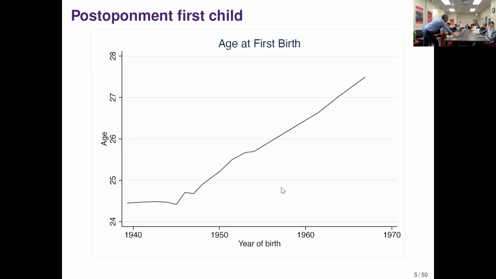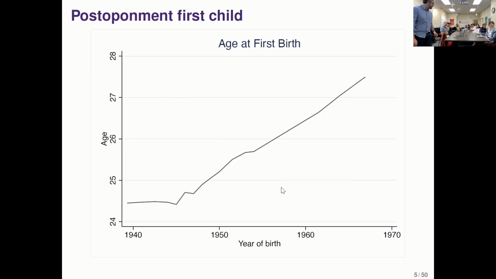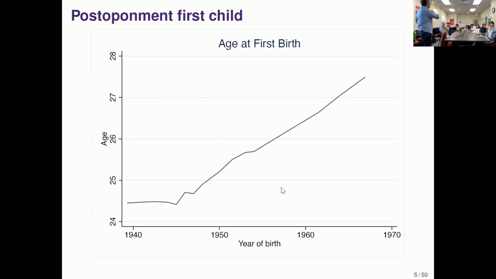What is actually very interesting to me is that the age of first sex has declined conversely. For people born in the 1940s, the average age of first sex was 21, and 24 was the average age of first birth. So the interval between being sexually active and having a child, and probably marrying, we don't have marriage information, was 3 years. For the later cohort, we go from 18 to 28. So the age gap passed from 3 years to almost 10.